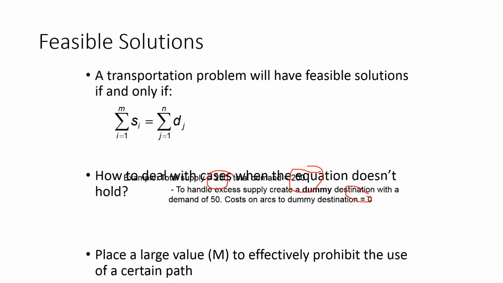So all the cells that have that dummy destination would have zero. And also, if I want to prohibit a certain connection or transportation route from any i to any j, I would insert a very large number, which is called M, which will prohibit any transportation from that source to that destination.